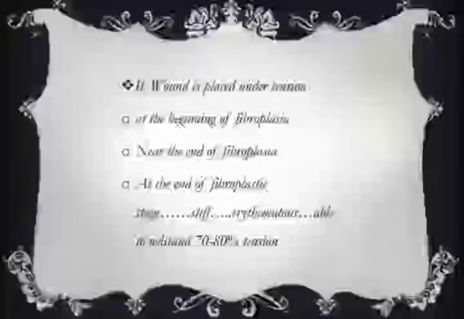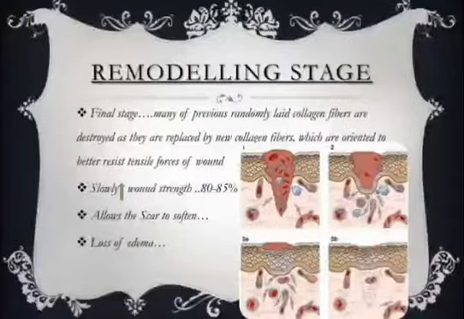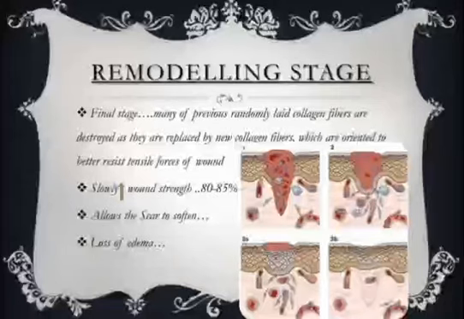If the wound is placed under tension at the beginning of the fibroblastic stage or at the end of the fibroblastic stage, at the end of the fibroblastic stage it is stiff and erythematous. They are able to withstand 70 to 80% of the tension. In the case of the remodeling stage, this is the final stage.